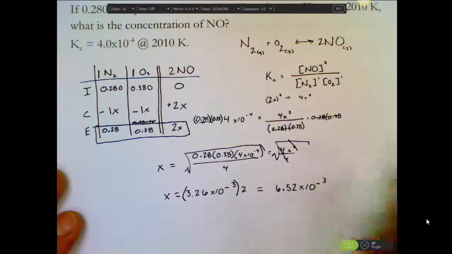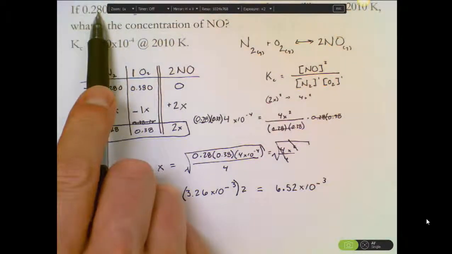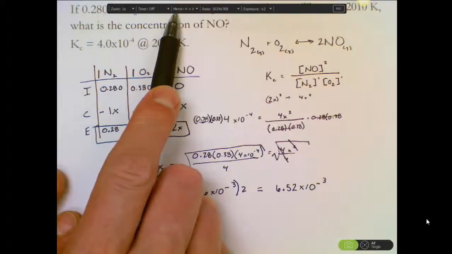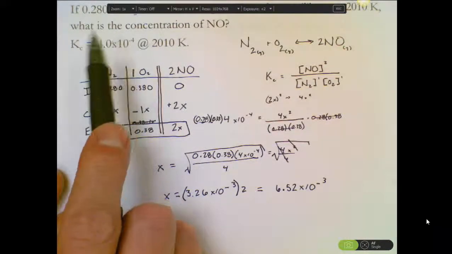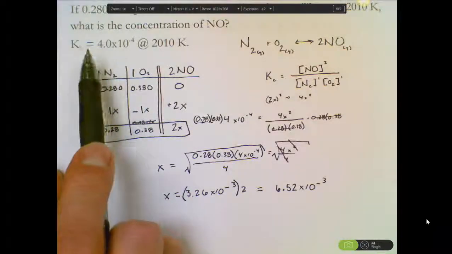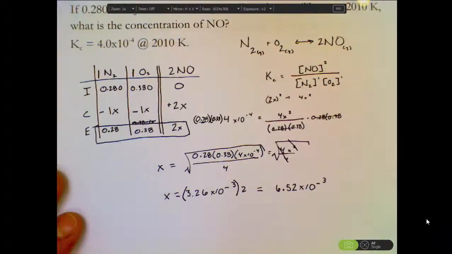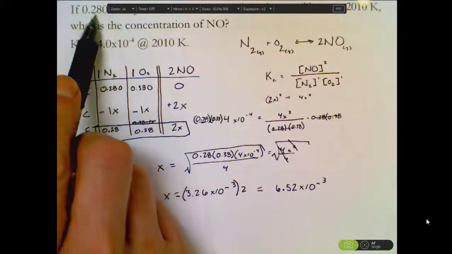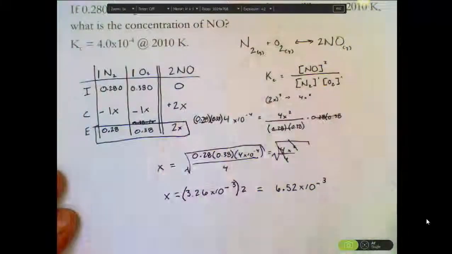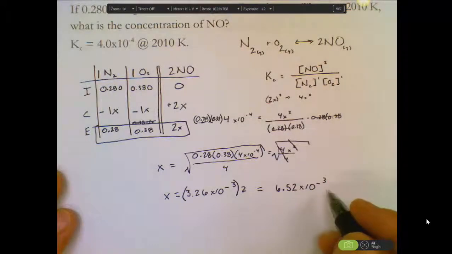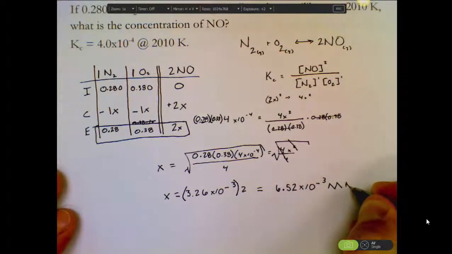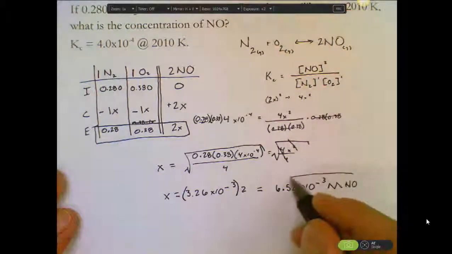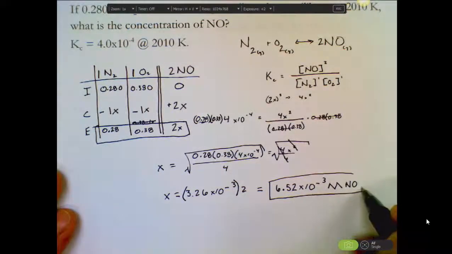Sig figs: here's an initial measurement followed by an additional initial measurement. The equilibrium constant actually isn't a sig fig provider because this is a constant value that can be found inside of a resource. So it's not a measured value. Therefore, we pull our sig figs from the measured values that are given to us in the problem. 3 sig figs is good, and since I'm looking for a concentration, I need a unit and a substance. Box that answer so you can find it.